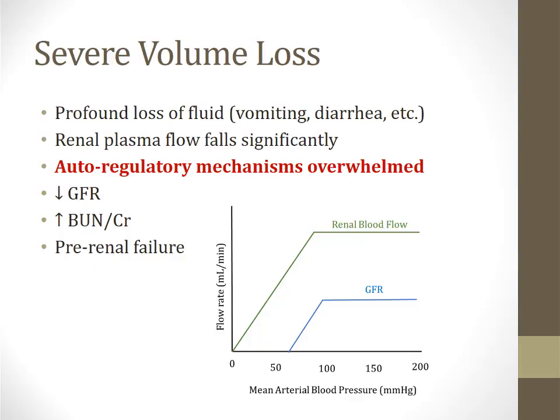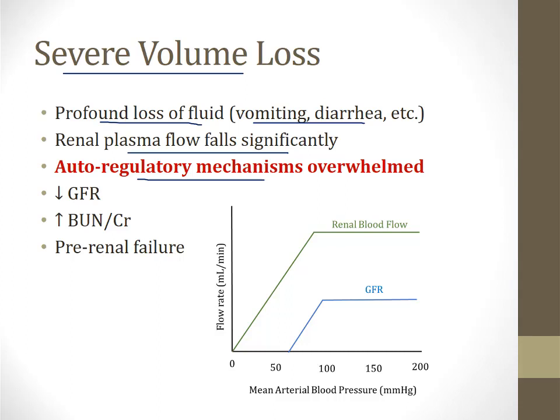I'll finish with this slide and discuss severe volume loss. So severe volume loss occurs when patients have a profound loss of fluid, for example, vomiting and diarrhea or massive hemorrhage. In this situation, the blood pressure gets very low and the renal plasma flow falls significantly. And you need to be aware that when there's significant volume loss, the autoregulatory mechanisms are overwhelmed. All those autoregulatory mechanisms basically are designed to work within a range of normal blood pressures like you experience throughout a normal day. They're not going to work if you have a massive hemorrhage and are in a state of hemorrhagic shock.